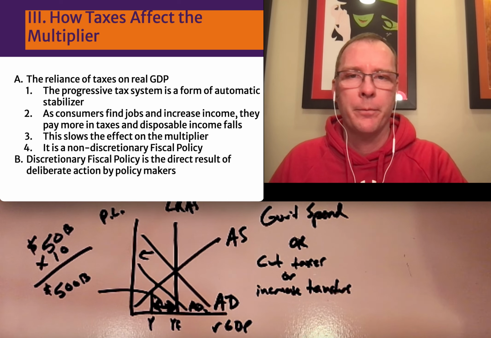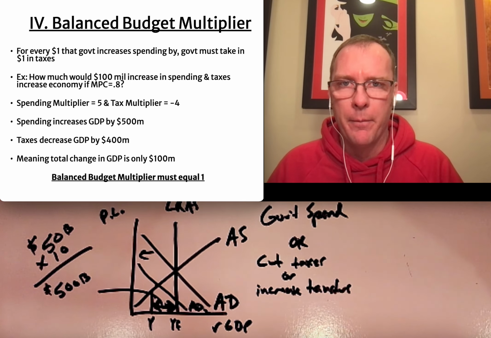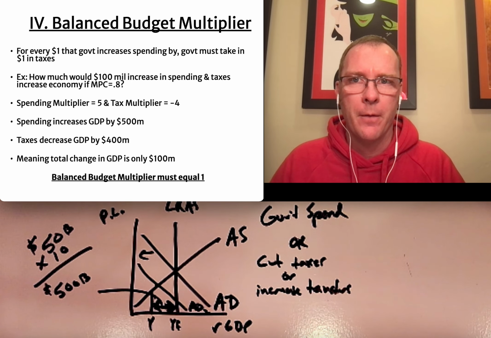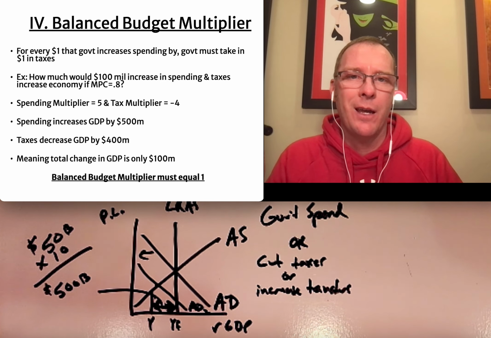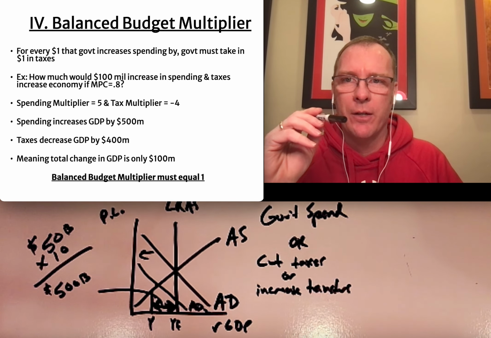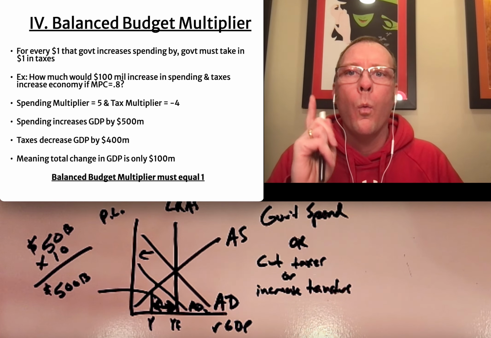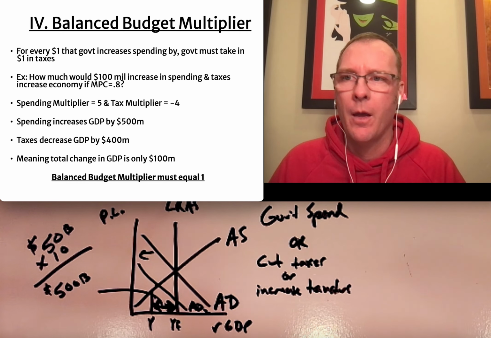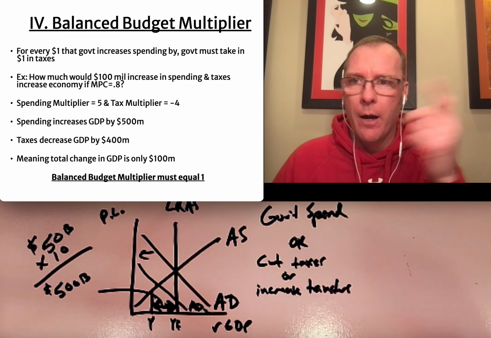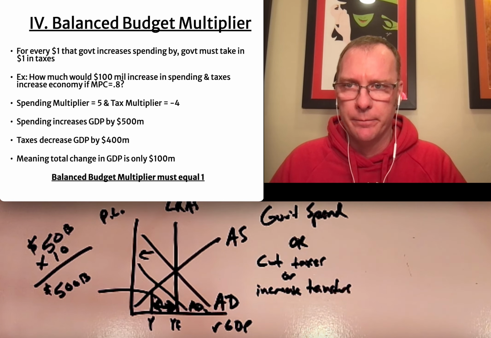Last but not least, there are some people who like this idea of a balanced budget multiplier. When you think about a balanced budget multiplier, what you're basically saying is for every dollar the government increases spending, they have to take an extra dollar in taxes. Okay? When that happens, a weird thing occurs. If you look at this one over here, how much would a $100 million increase in spending and taxes increase the economy if your marginal propensity to consume was 0.8?